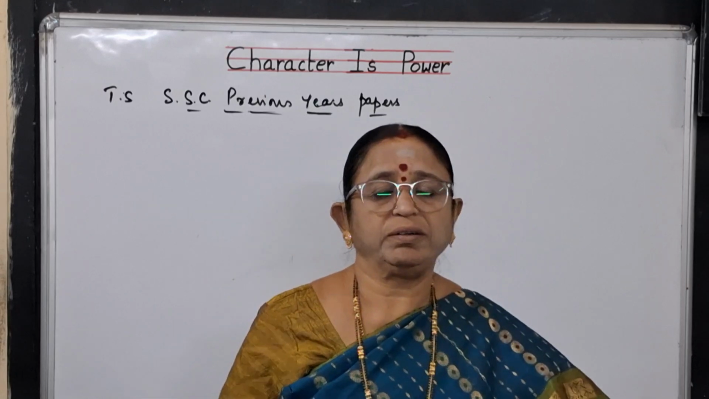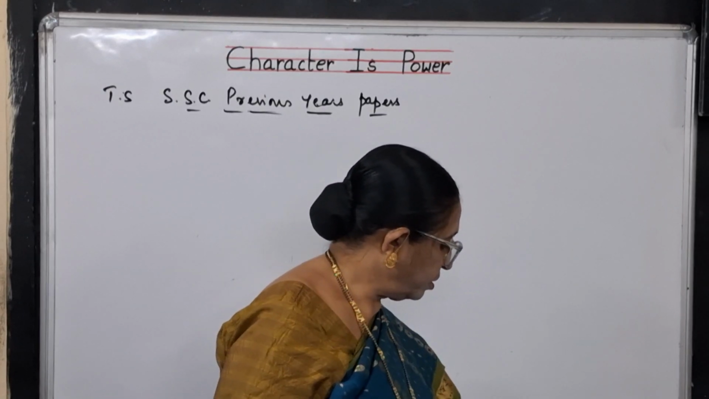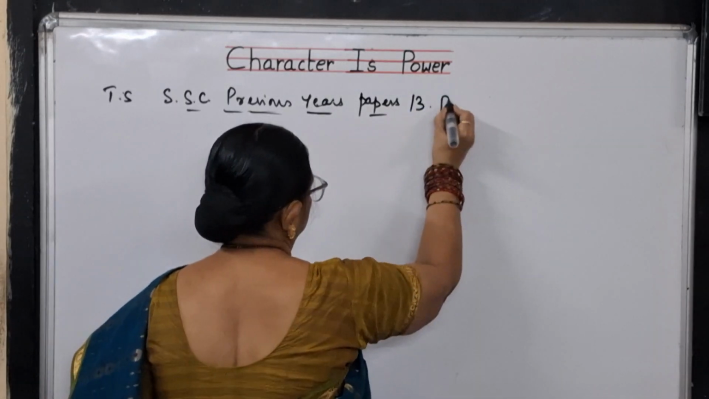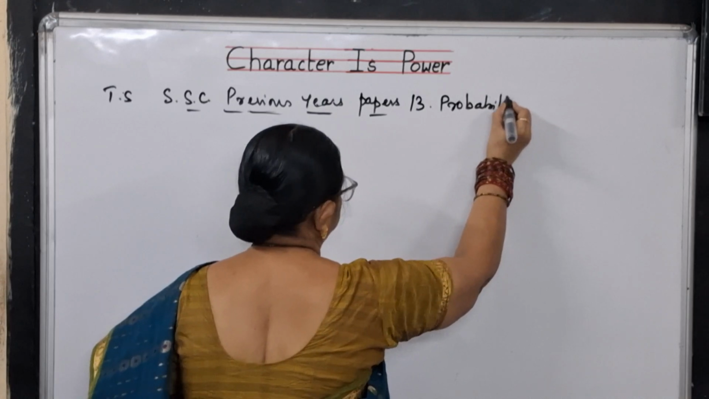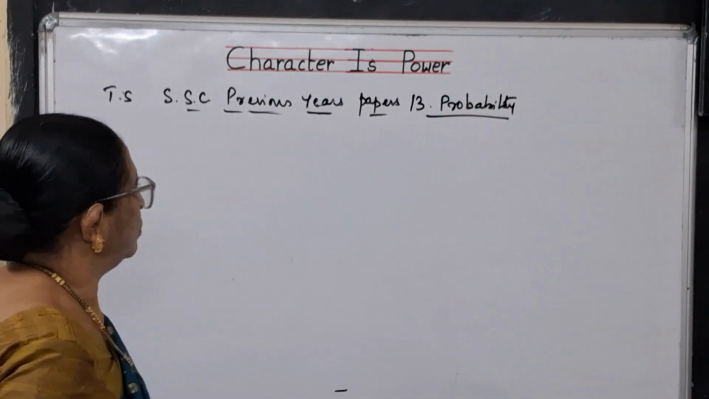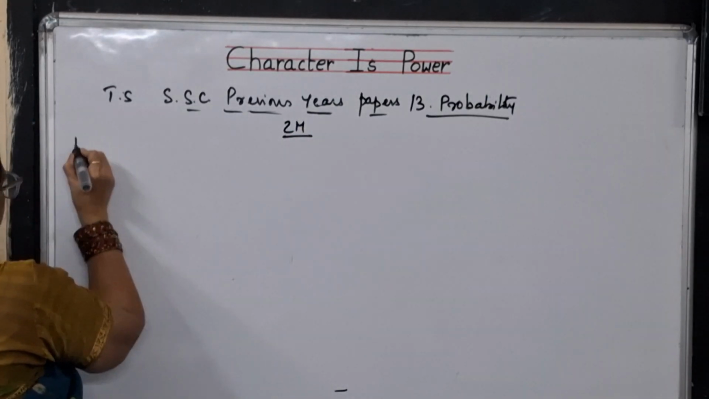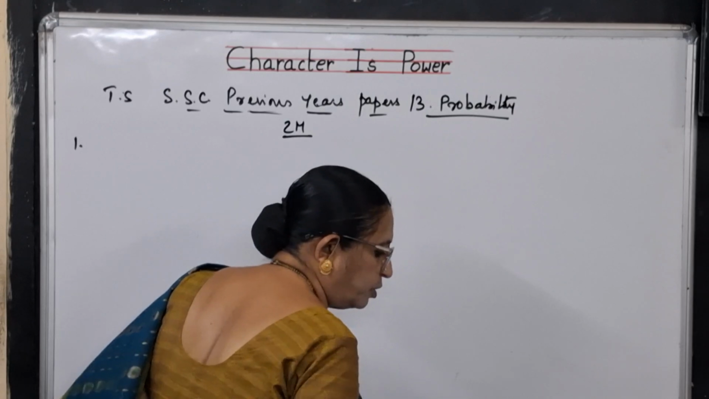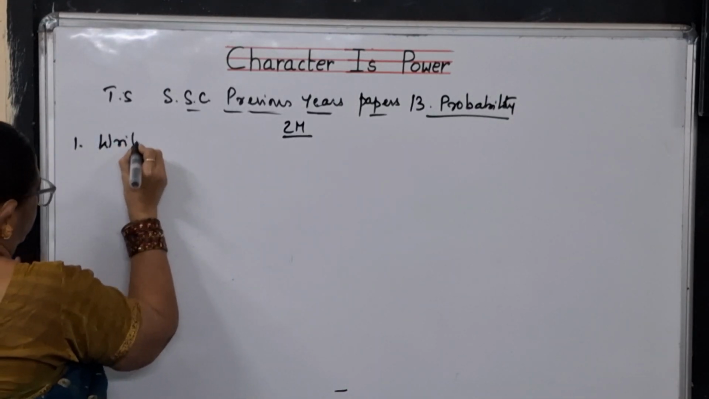I am now doing another chapter, that is probability. So this is the 13th chapter, Probability. Your SSC important questions in this. First I will be doing the 2 marks questions. The first question is write 2 examples for equally likely events.